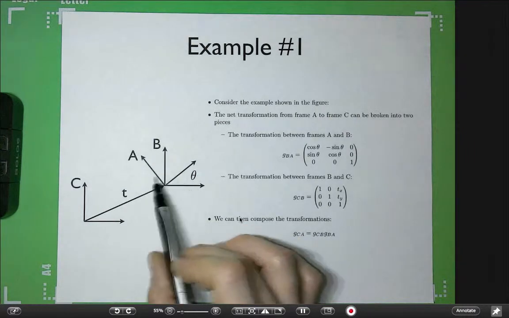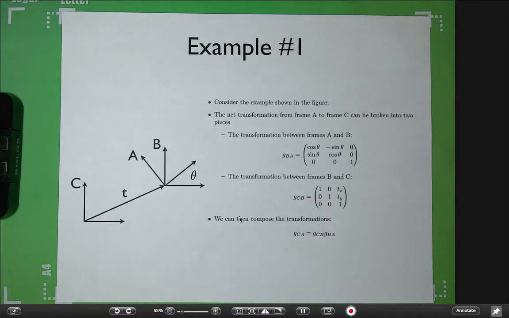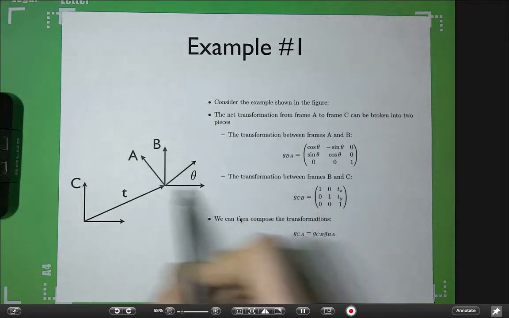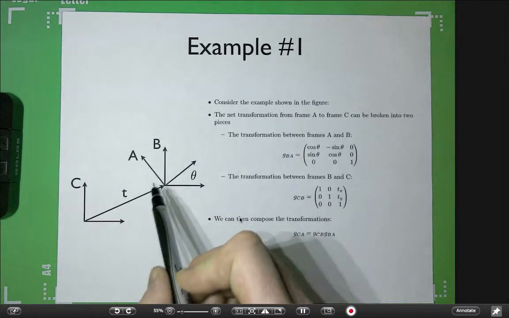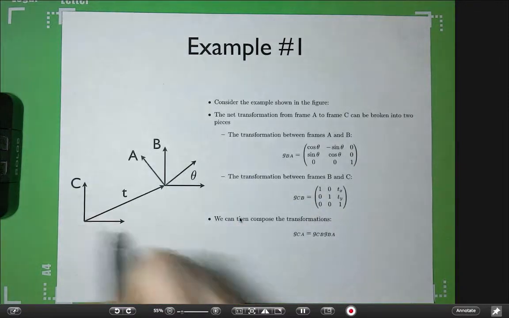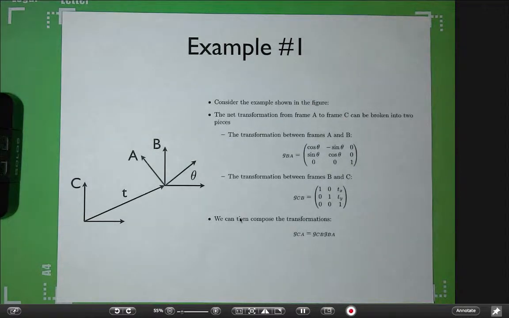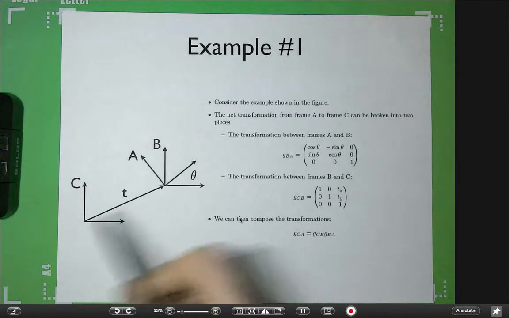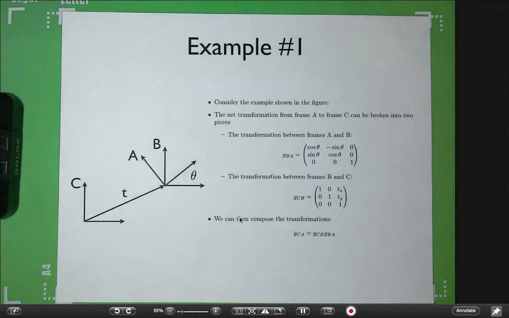Then there is another frame, so this could be some rotational camera on some translatable stick or something like that, if you want to give it some physical interpretation. Then I want to transform the coordinates into frame B, and B is just rotated from A, so there will be a rotation. And then from frame B, I finally want to get the coordinates in coordinate system C. The transformation between B and C is a translation.